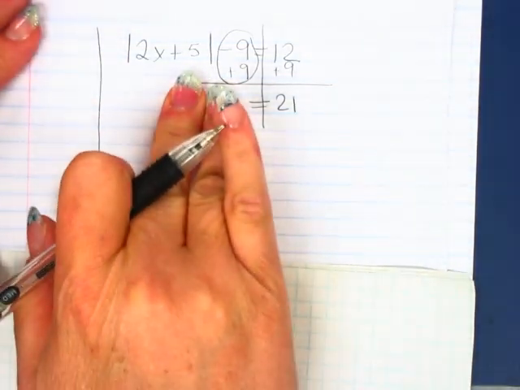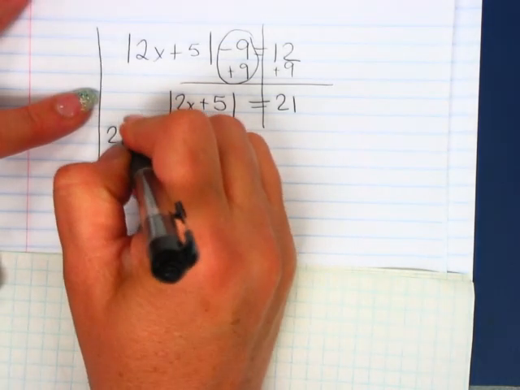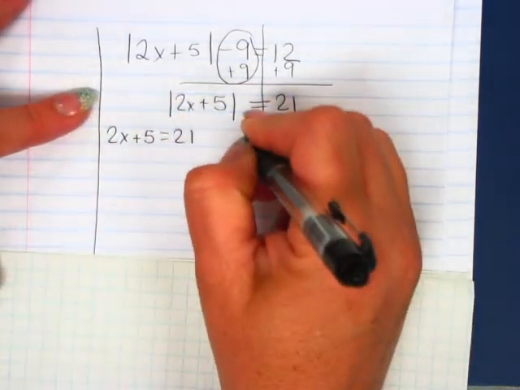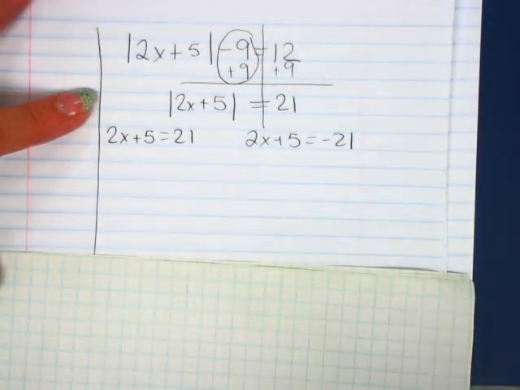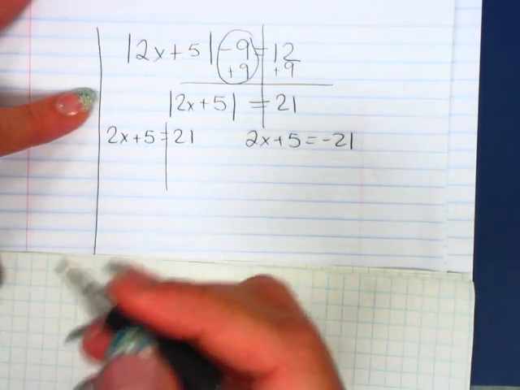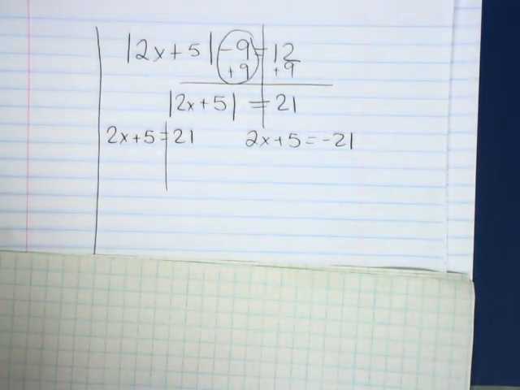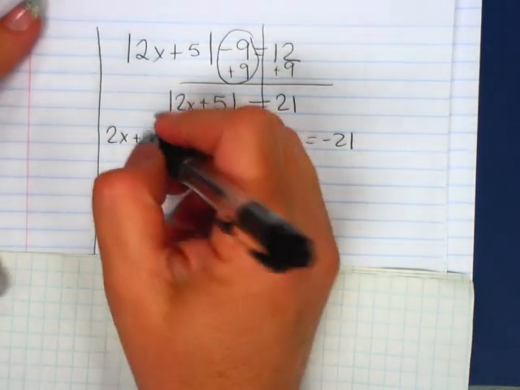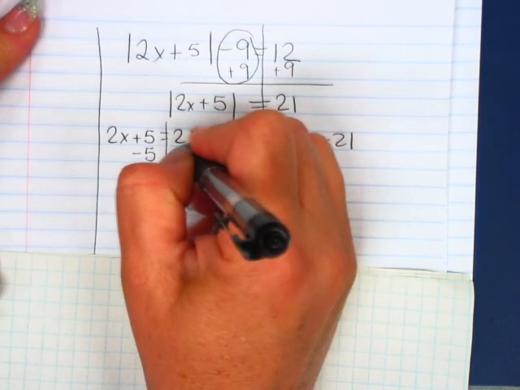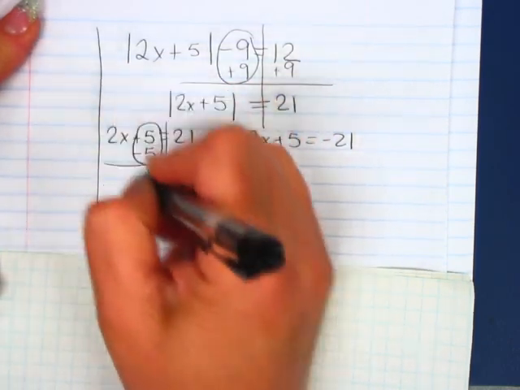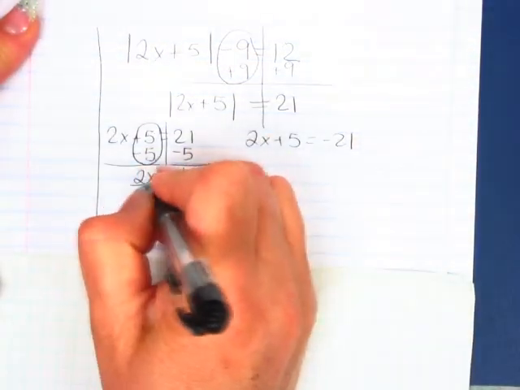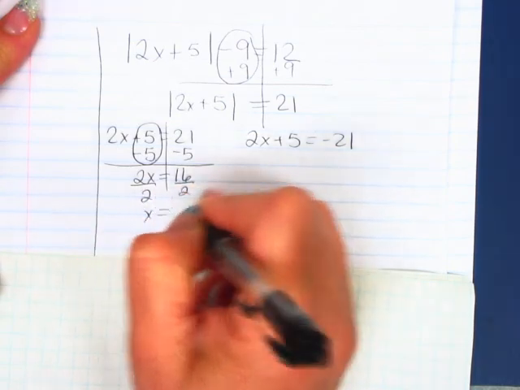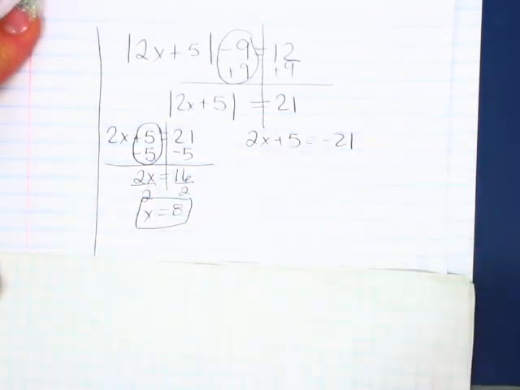Whatever goes in here has to equal 21. So 2x plus 5 equals 21, or 2x plus 5 equals negative 21, because we'll get that if we take the absolute value. Solving that equation, remember, collect like terms, nothing there. Variable on the same side, nothing there. Now we add and subtract. Positive 5 becomes negative 5. 5 minus 5 is the 0 we were hoping for. So 2x equals 16. Divide is the opposite operation. X equals 8. So we think one of our answers is 8.